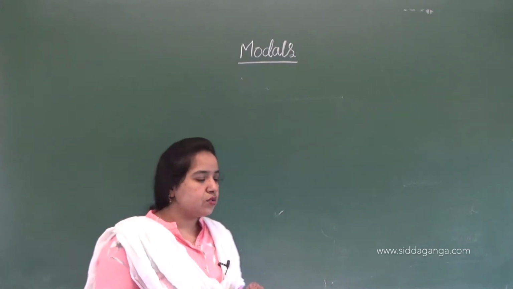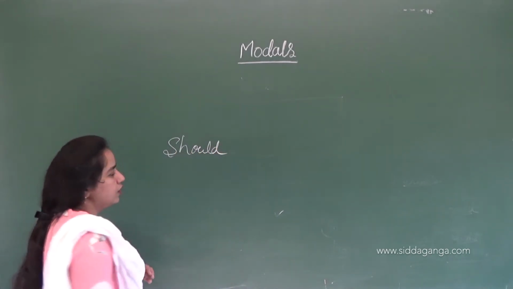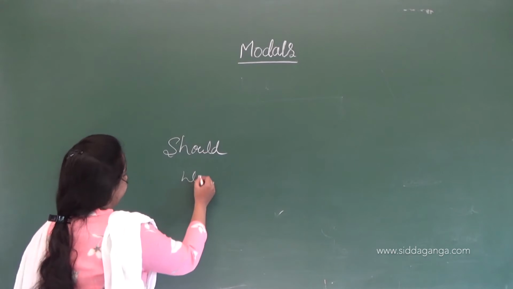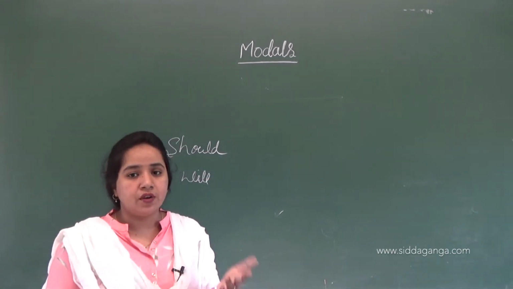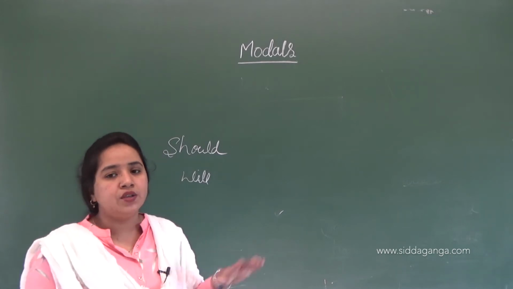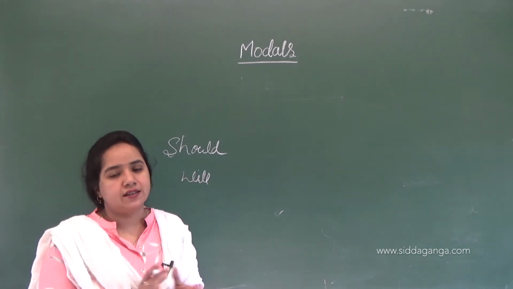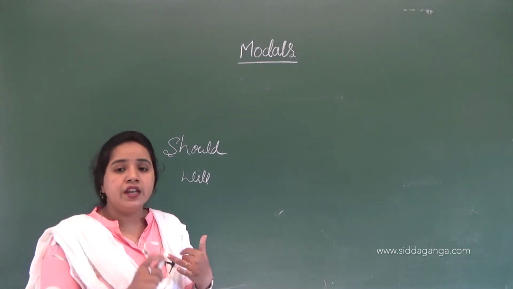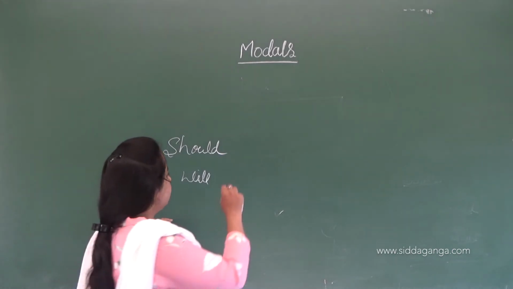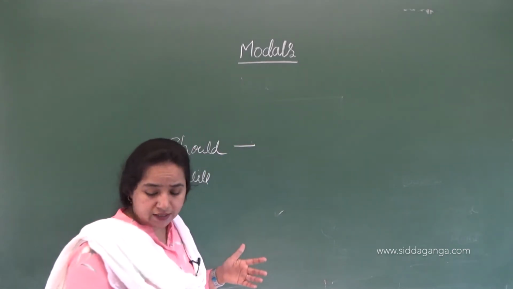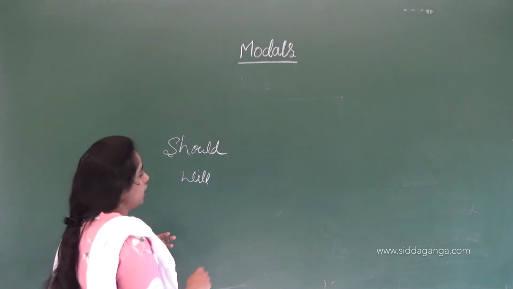So according to the definition, if I use only should or will without any main verb, if I use only these modals, it is not giving a complete sentence. What we need here is a main verb plus these modal auxiliary verbs. So let's see, through the sentences and examples I am going to explain to you.